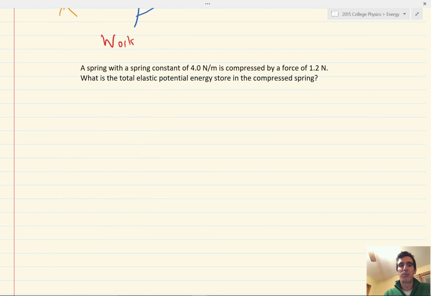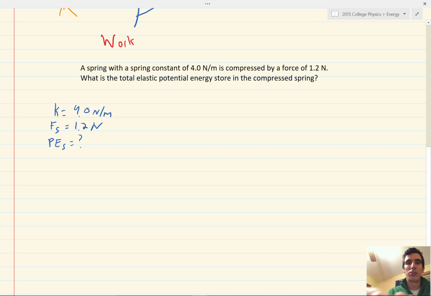Okay, so let's do a quick example together. A spring with a spring constant of 4.0 newtons per meter, that's K, is compressed by a force of 1.2 newtons, that's a spring force Fs. What is the total elastic potential energy stored in the compressed spring? So we're looking for Pe sub S. Let's write down our formula first: Pes is equal to 1/2 kx squared, and we're solving for Pe sub S.